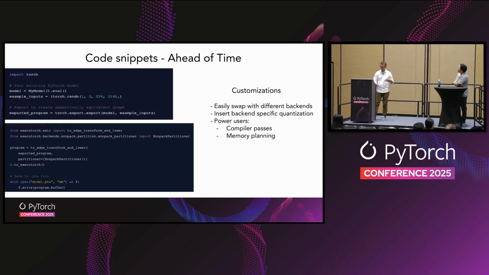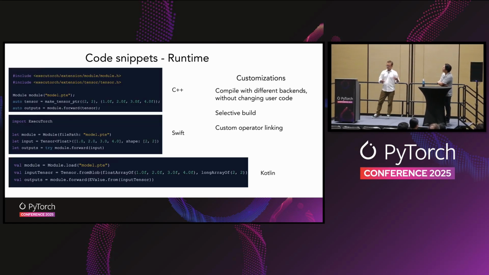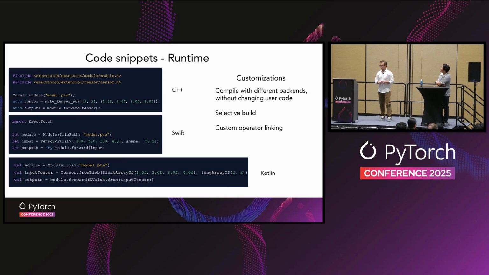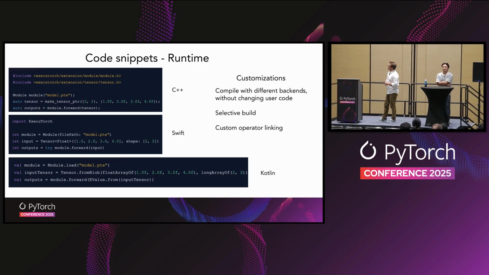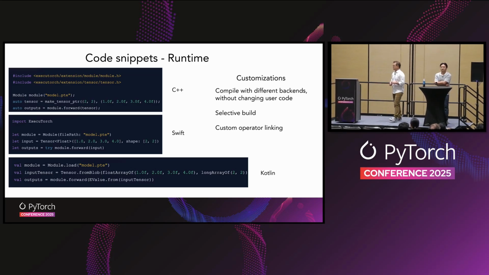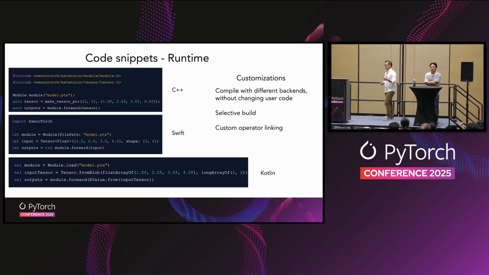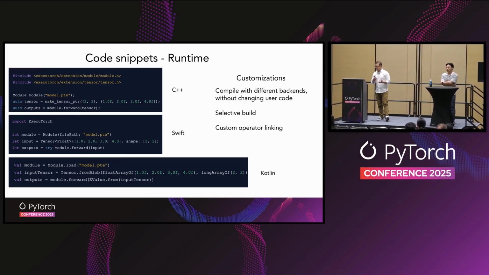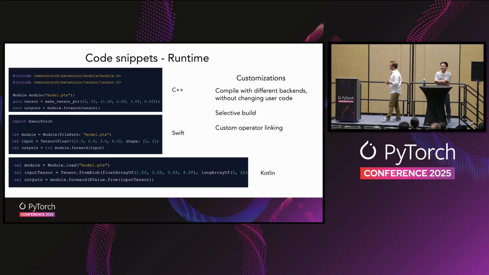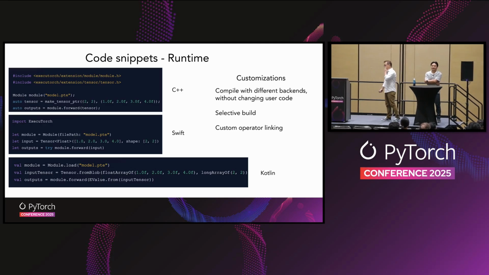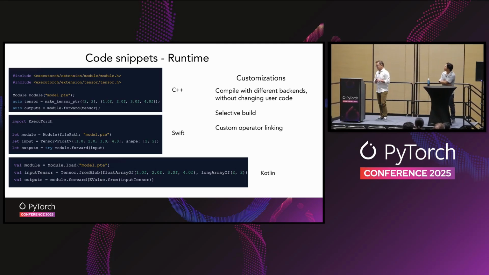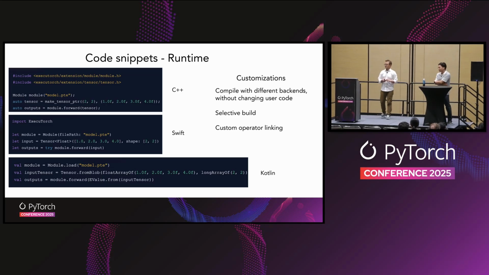On the runtime side, with the given model file, in four lines you're able to load your model file, create an example tensor, and call a simple module forward. You're able to get your inference. We're giving some examples on the C++ side. We have the same simple APIs on the Swift side for iOS, and we also have similar simplicity on the Android side with Kotlin as well.